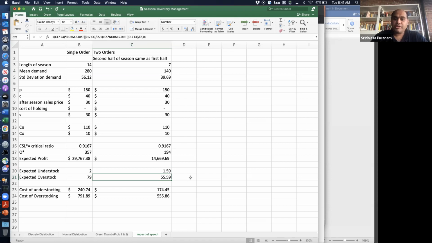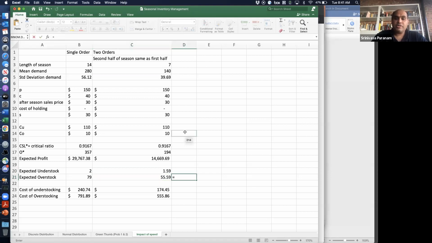So on an average, your order quantity is actually going to be 194 minus the overstock plus the understock. So about 140. That's how much your order quantity is going to be approximately. It's going to be less or more depending upon what you end up with, but that's the average order quantity.